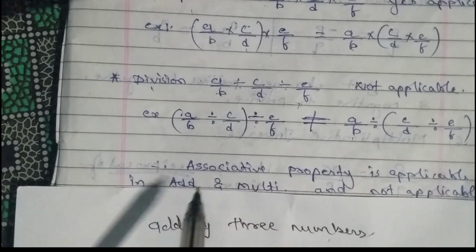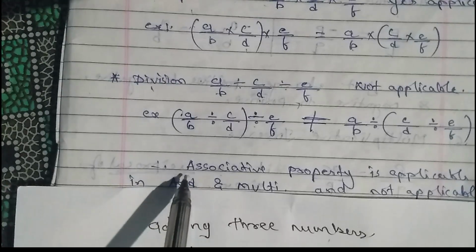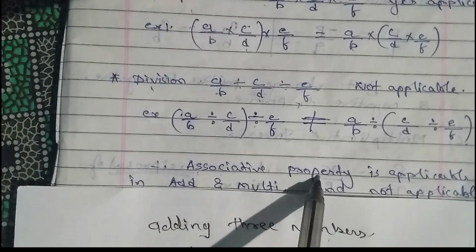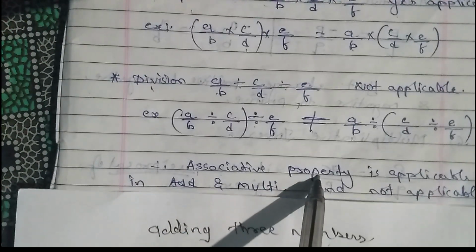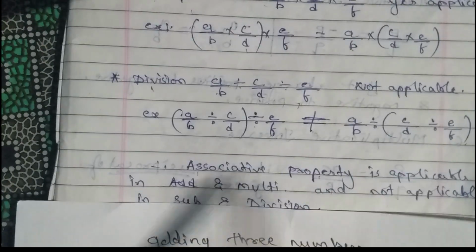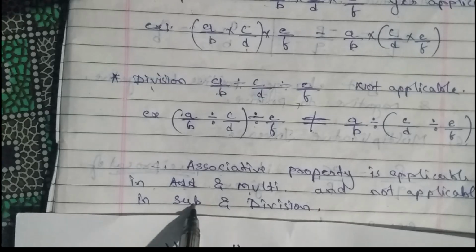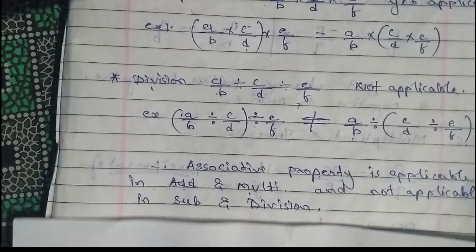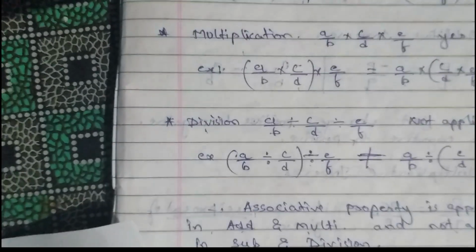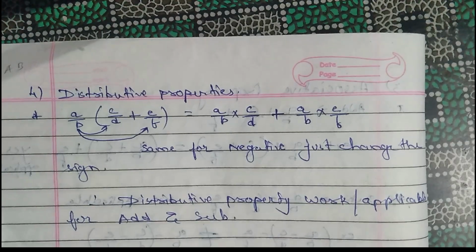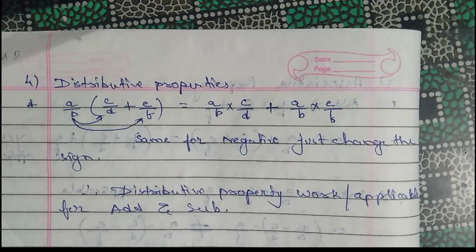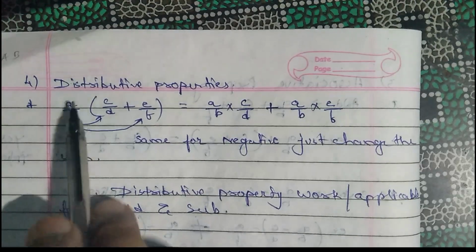So at the end, for the associative property, we can say that it is applicable in addition and multiplication, and it is not applicable in subtraction and division. Let's talk about the fourth property, that is distributive property.